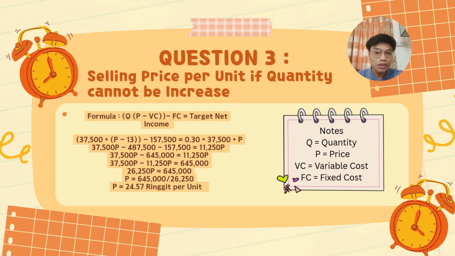645,000. So we move the 26,250 to the right-hand side and only leave the P on the left-hand side, which is, the equation will be 645,000 divided by 26,250. So the P we get is 24.57 ringgit per unit. So the firm must sell at least one unit at 24.57 ringgit per unit to achieve the target net income to sales ratio of 30% in 2035.